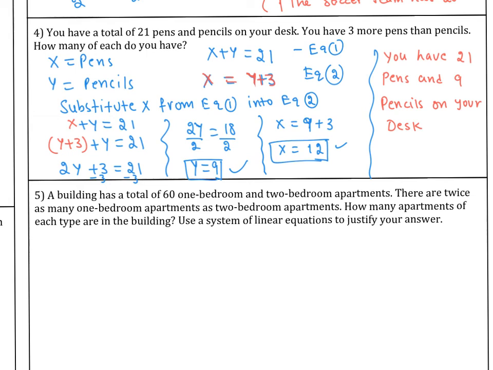Now we are going to solve for x. We're going to use this equation number 2 to solve for x. So instead of y, we are going to put y equals 9. So 9 plus 3 equals 12. So x equals 12. So you have 12 pens and 9 pencils on your desk.